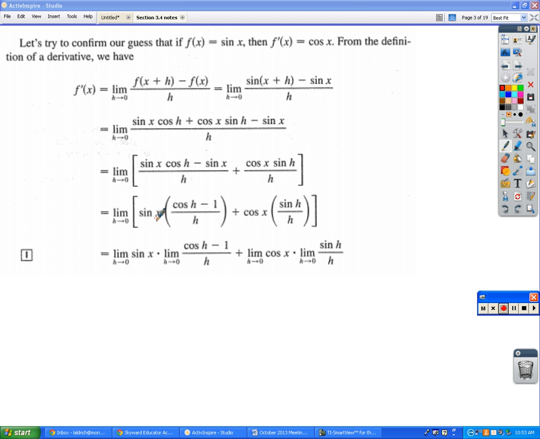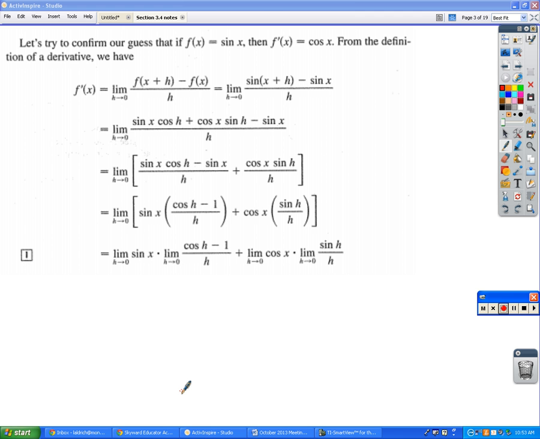Which means that this becomes the limit as h approaches 0 of the sine of x times the limit as h approaches 0 of cosine of h minus 1 over h plus the limit as h approaches 0 of cosine of x times the limit as h approaches 0 of sine of h over h, okay?